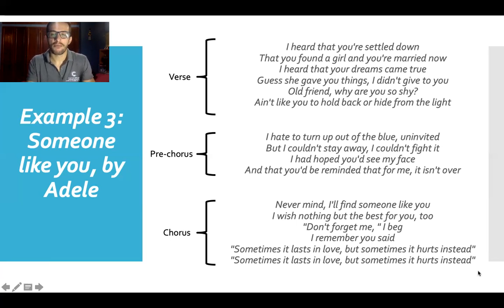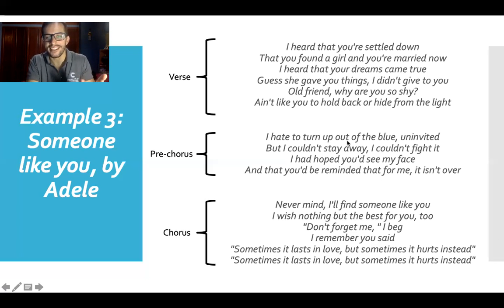"Never mind, I'll find someone like you." It's like, yeah, it's not over, but I think that I will find in the future someone else like you. Okay, and "I wish nothing for you but the best." It's like, I'm not angry at you. Okay, it's over. Maybe it's not over for me yet. I still have feelings, but I wish you the best because maybe you had a nice relationship.